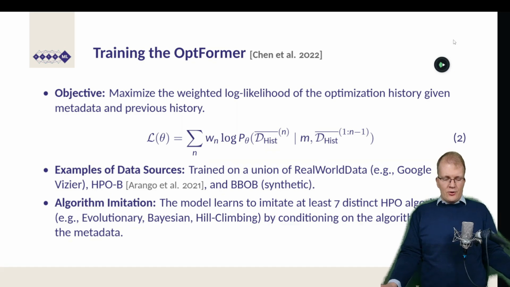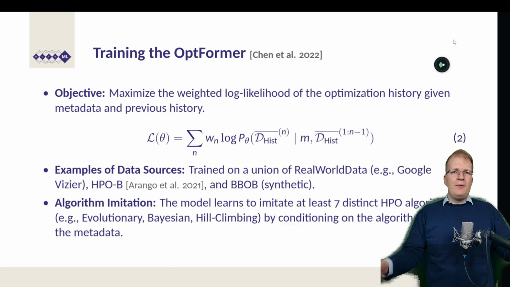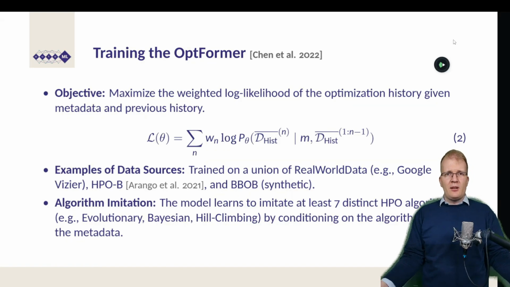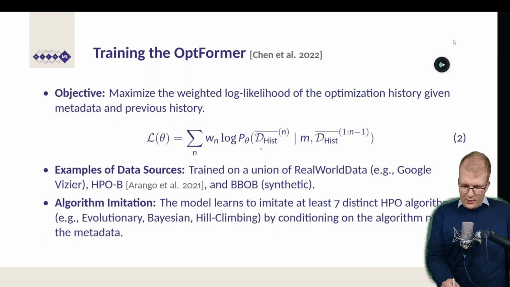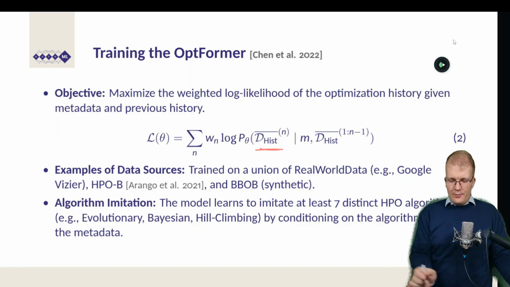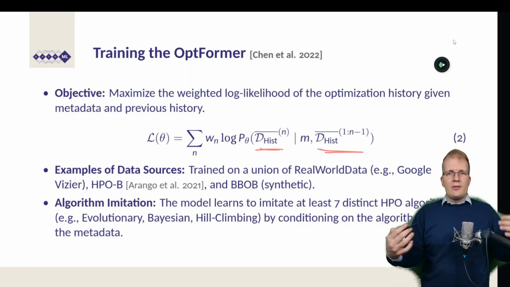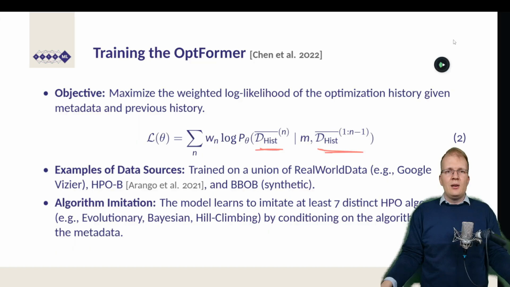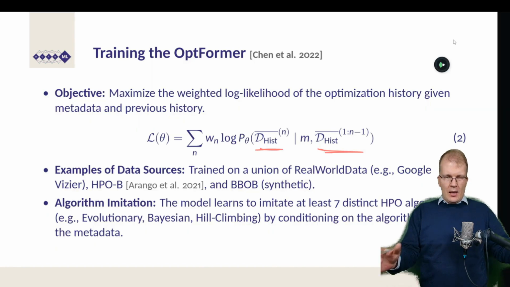How to train that? We maximize the weighted log likelihood of the optimization history given the metadata and previous history. That's important, more than saying we would like to predict now an entire history given many other histories that we have seen from before, or steps from before.